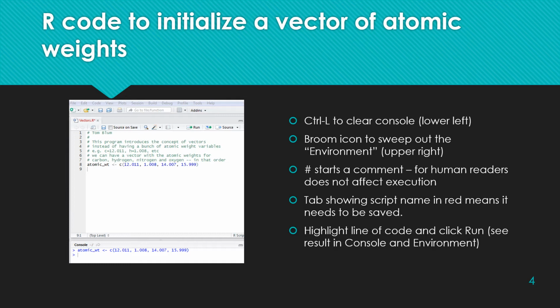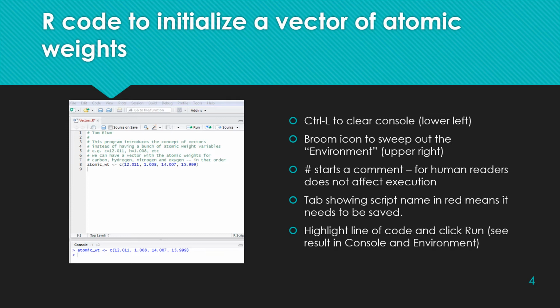The tab area, which has the name of the script at the top of the script region, is red in the example shown here, and that is an indication that the script has been edited but not saved. If you wanted to save it, you would hit the little floppy disk icon, shown in light blue. Line 8 has been executed in this program because I can see its effect down there in the console. If you want to run a line of code, you highlight the line and click the Run button at the top of the script area.